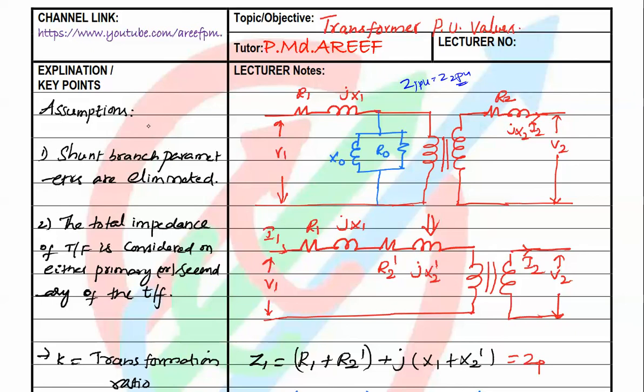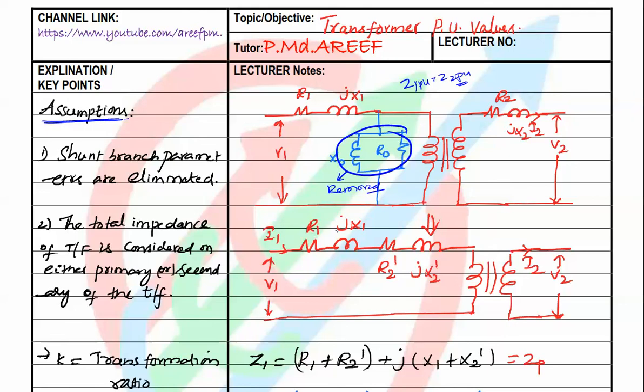So now I will take a transformer, and before going to discuss the per unit system in detail, we make an assumption here, that the shunt branch parameters are eliminated. That means these shunt branch parameters available in our system are removed. This is the first assumption, and the total impedance of the transformer is considered on either the primary side or the secondary side.